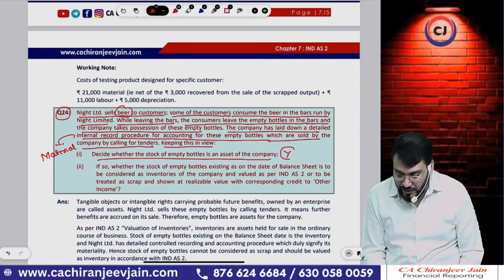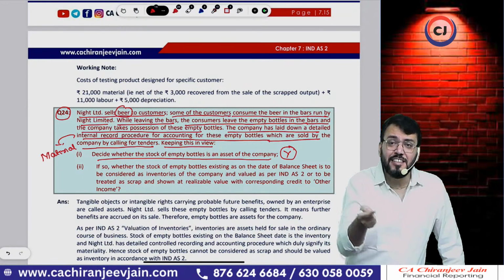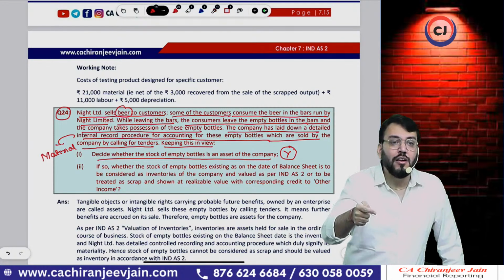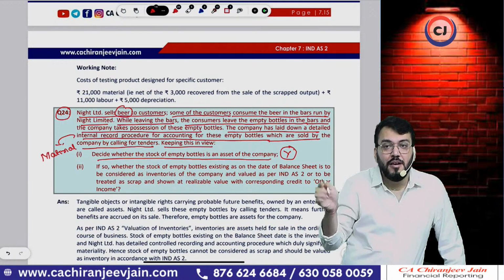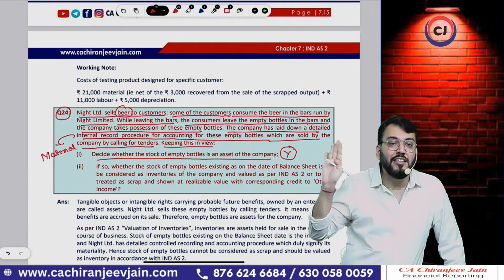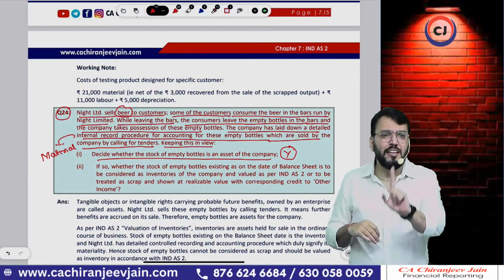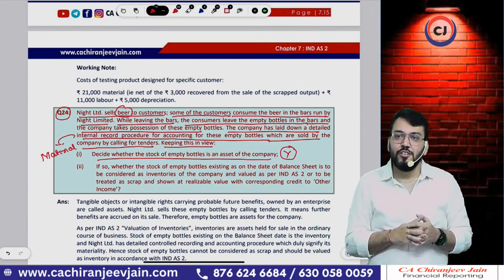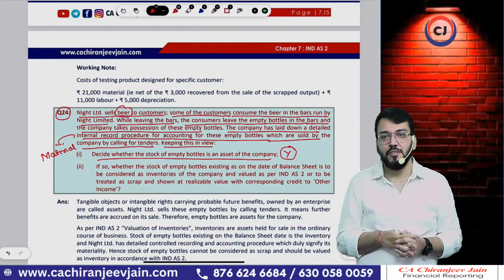Second, they have asked whether this asset is an inventory and will be accounted as per Ind AS 2, or it will be considered as sale of scrap and recorded in the other income of the statement of profit and loss. In simple words, whether it is an inventory or not an inventory. You are saying not an inventory. How many are saying yes, it is an inventory?